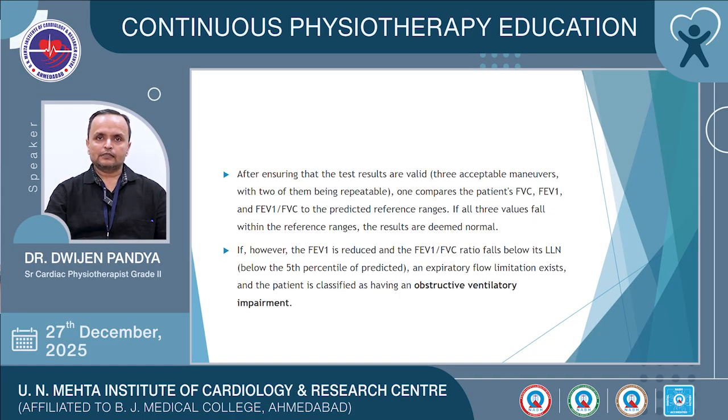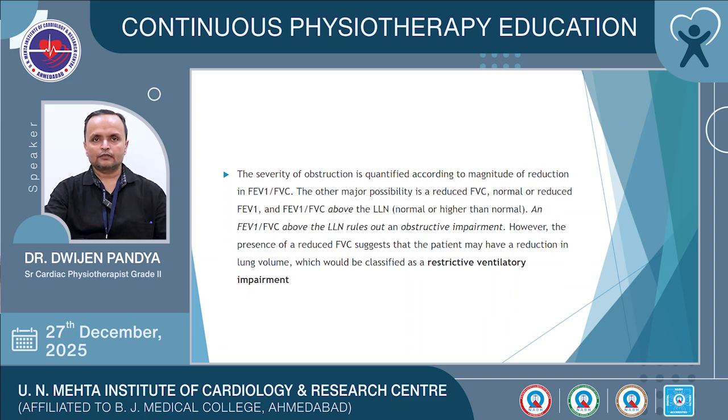After ensuring the test results are valid, 3 acceptable maneuvers with 2 of them being repeatable, one compares the patient's FVC, FEV1 and the FEV1/FVC to the predicted reference ranges. In case all the 3 values fall within the reference range, the results are deemed normal. If, however, the FEV1 is reduced and the FEV1 to FVC ratio falls below its lower limit of normal, an expiratory flow limitation exists and the patient is classified as having an obstructive ventilatory defect. Hence, when there is a flow related defect, it is classified as an obstructive ventilatory defect.